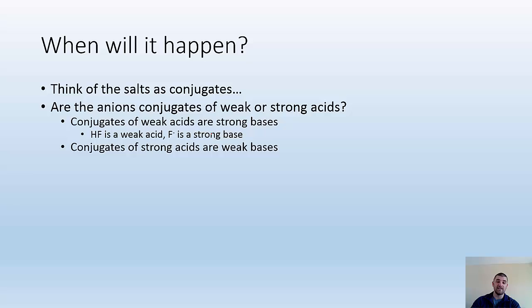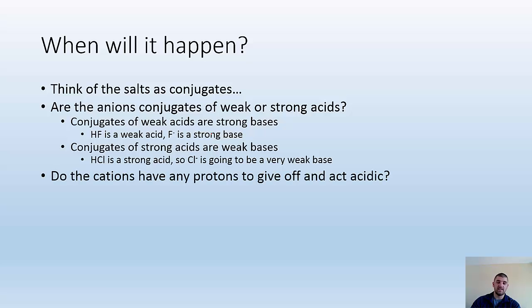Conjugates of strong acids are weak bases. For example, HCl is a strong acid, so Cl- is going to be a very weak base. It doesn't like hanging out with protons. That's why it's a strong acid. They'll break apart, and chloride ion won't really mess with the pH. It's a very weak base.